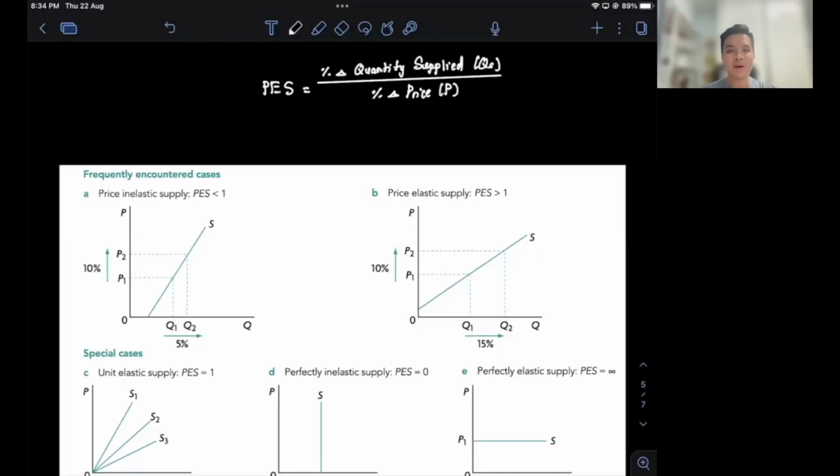Hey friends, price elasticity of supply, PES, measures the responsiveness of quantity supplied of a good to changes in its price. So imagine this, you grow corn and you sell it in a market. And now imagine the price of corn increases by $10. Should you sell more? Can you even sell more?